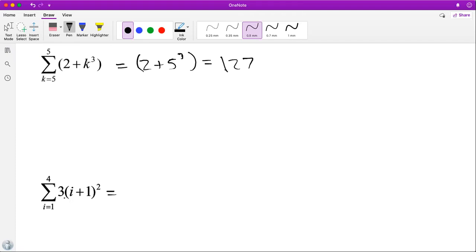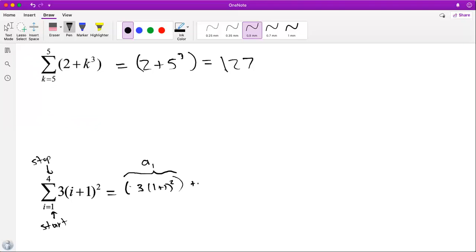This is maybe a better example. We're going to start when the index is 1, and then we do when the index is 2, 3, 4, and then we stop because this tells us where to stop. So start at 1, stop at 4. When i is 1, the first term is going to look like this: 3 times (1 plus 1) squared. I would call this A1, the first term.